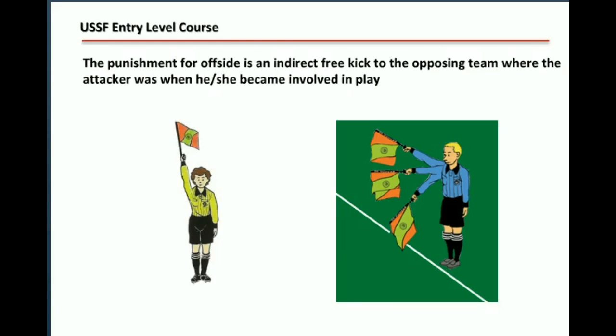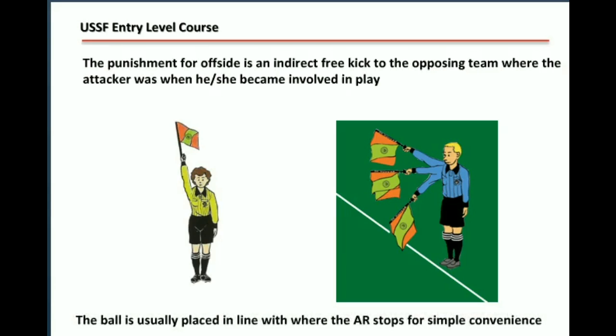Because the assistant is in line with the second to last defender, the defense usually lines up the indirect free kick with the assistant, even though the offside attacker could be 10 yards closer to the goal line or more. While the laws do say that the kick is to be taken from the location of the attacker, in practicality, we usually just line the defending team's indirect free kick up with where the assistant stopped running.